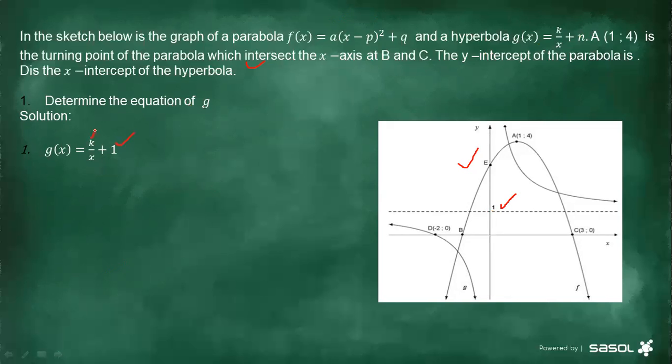Now, in order for you to get k, we are looking for any point on that curve. The only point that we have is point D on the hyperbola curve, and then you just substitute that point. You transpose 1 to the other side, and then you cross multiply. 1 times k is k equals -1 multiplied by -2, which is +2. Then the value of k is +2. Therefore, the equation of g is this one. That is the equation of g.